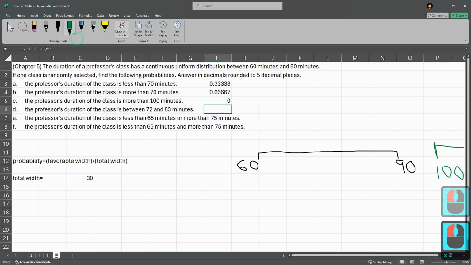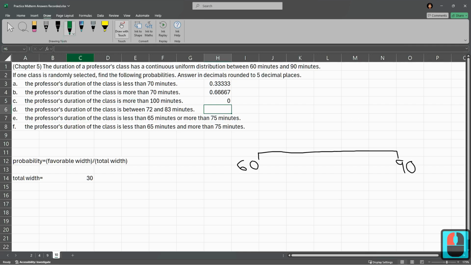If this question was less than 100, we'd still use 100, but we would be thinking everything to the left of 100. That would actually start at 90 and go to 60. It would be 100% of the interval. Our favorable width would be 30, and we'd do 30 divided by 30, and we get a 1 right here. But again, this question just said more than 100 minutes, so we had 0, because that was too big, and we wanted to go bigger.